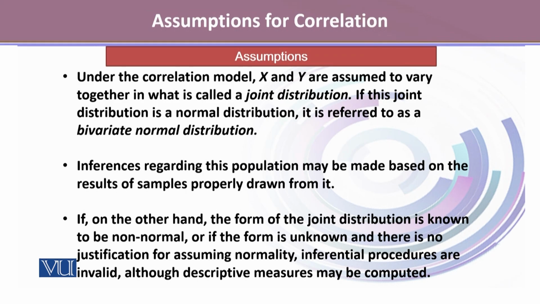On the other hand, if the form of the joint distribution is known to be non-normal, or if the form is unknown and there is no justification for assuming normality, inferential procedures are invalid, although descriptive measures can be computed.